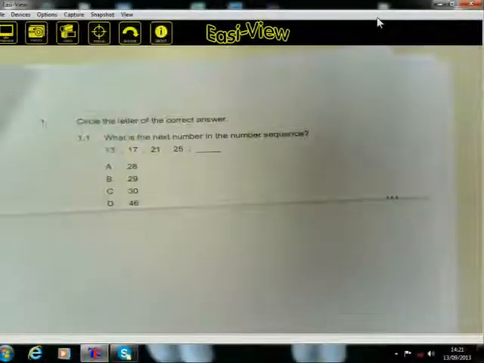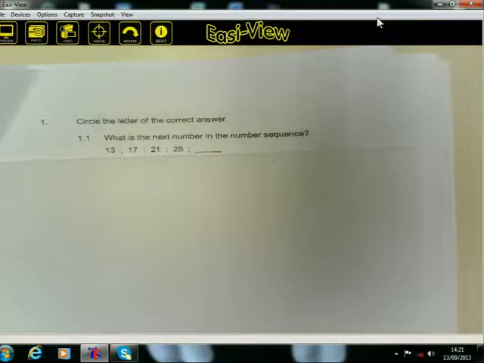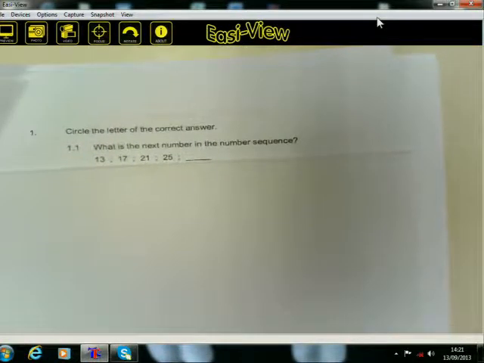Okay, let's look at our paper now. Our paper was out of 75 marks, and learners were supposed to write the paper in 1.5 hours. Now, let's look at the question paper first. Looking at the question paper, it says question 1, circle the letter of the correct answer. What is the next number in the number sequence?